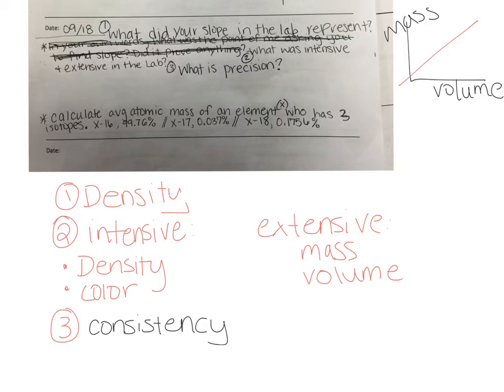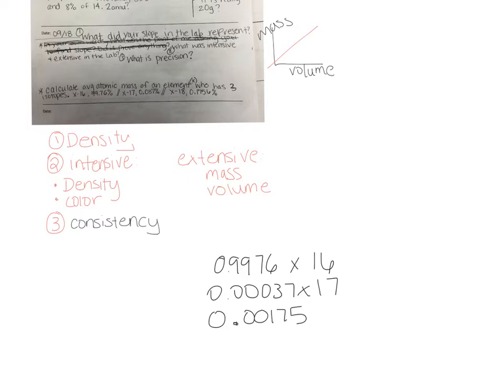All right. And then finally, this last little question was practicing your average atomic mass again. So for this one, what's the first step when you're calculating average atomic mass? Decimal to the left on the percent. So we had 0.9976 times the mass number of 16. Then you had 0.00037 times 17. And then you had 0.00175 times 18. Okay?